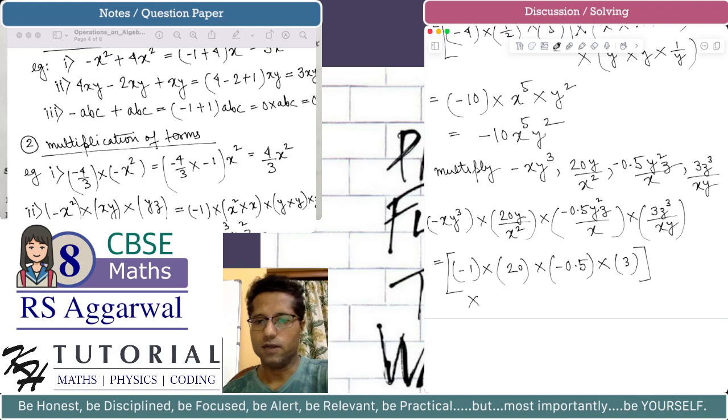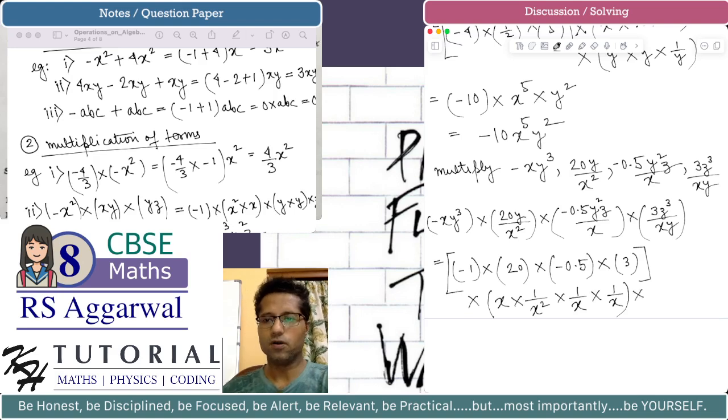Now, if we consider the literal x, and group all the x literals: from the first term, I get the literal x. From the second term, I get the literal 1 by x square. From the third, I get the literal 1 by x. And from the fourth, I get the literal 1 by x. Similarly, we have to do it for the other literals, that is y and z.